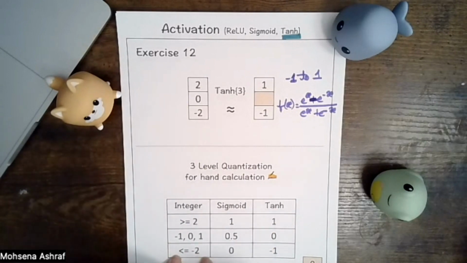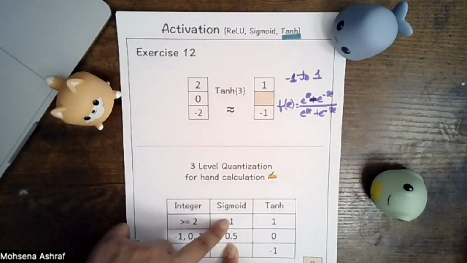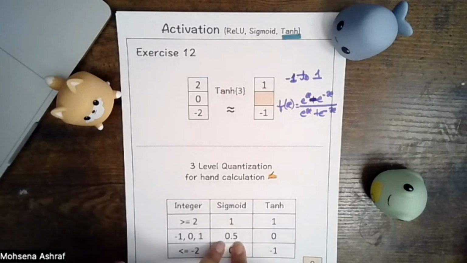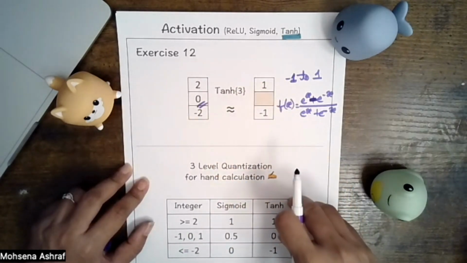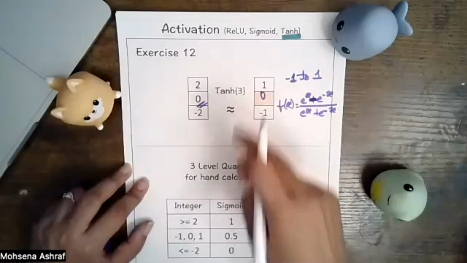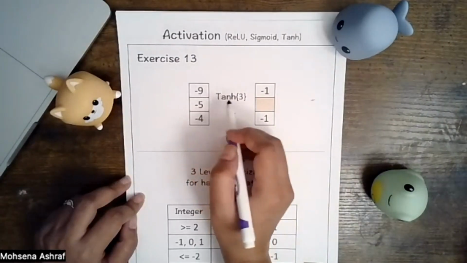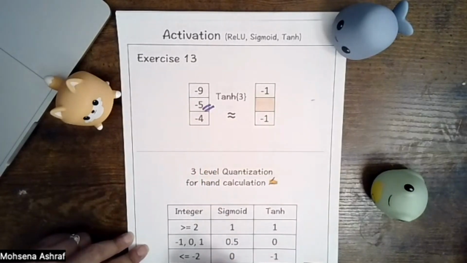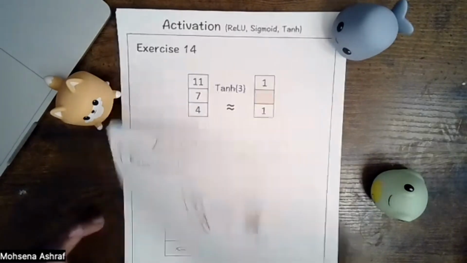And if we get less than or equal to -2, tanh will return us -1, which is the lower point. And you can see that sigma's maximum value is 1, midpoint is 0.5, and the lowest value is 0. So for 0, tanh will return us 0. But if we use sigma, we will get 0.5 here. And then for this value, -5, we need to look into this range. So the tanh will return us -1 here, whereas the sigma will return us 0.